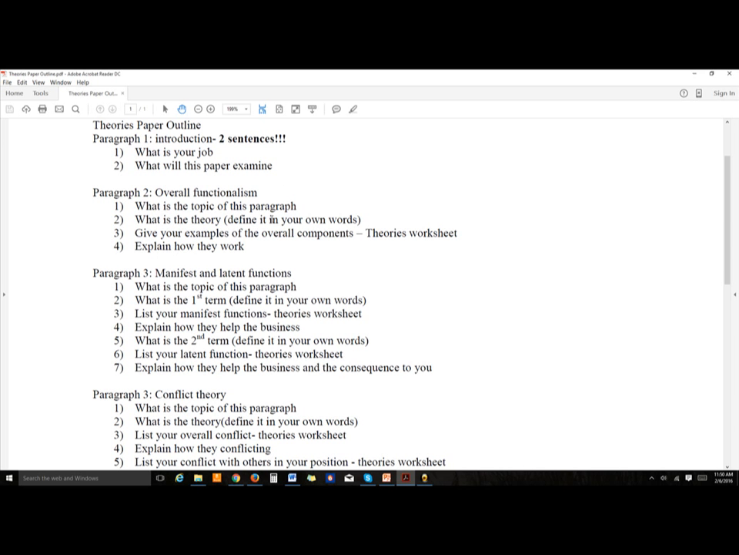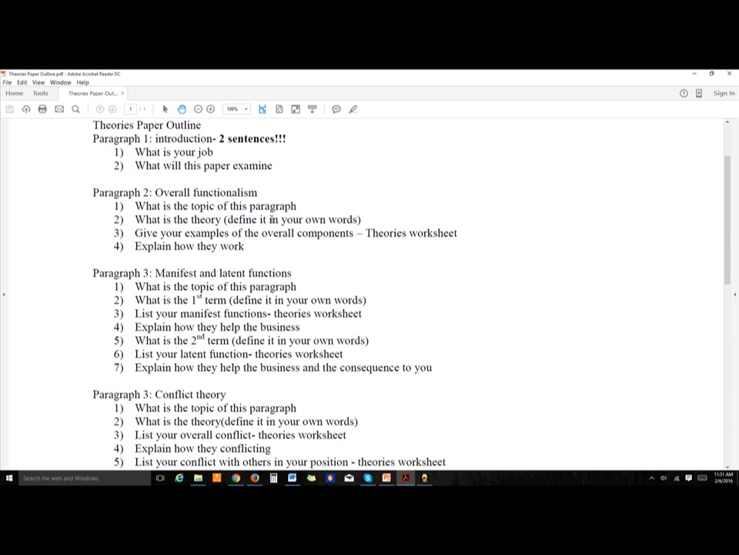Step 2 is define the theory. So what is the theory? Make sure you write this in your own words. Remember, not putting it in your own words, copying from the PowerPoint, from the lecture, or from the book, or even from a website, is plagiarism, and you will get an automatic 0 on this big paper. Put everything in your own words, because that's also showing that you understand what it is. So just define functionalism in your own words.